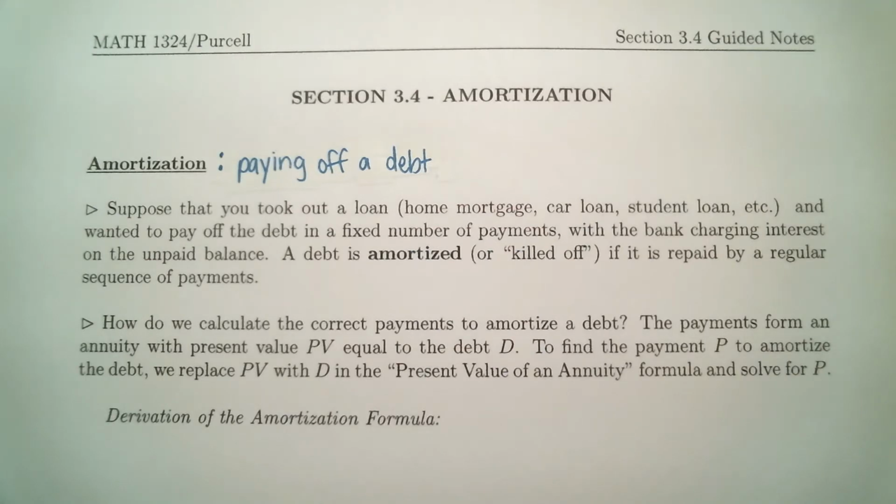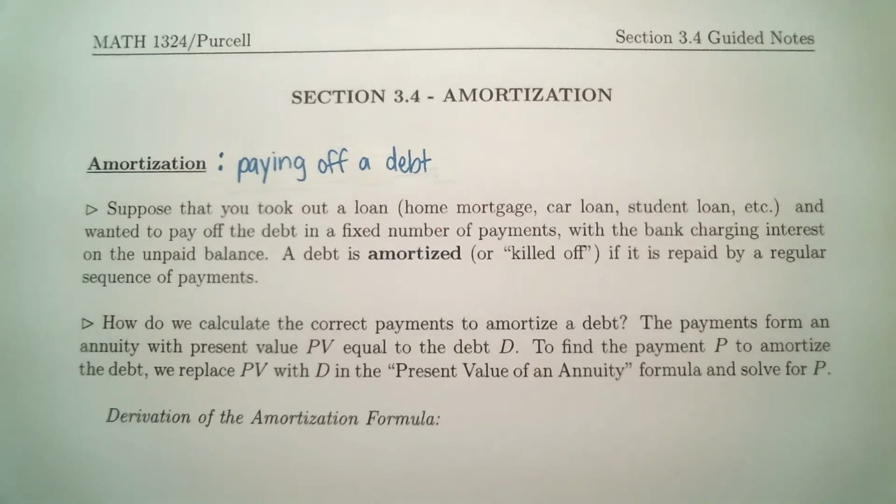So with amortization, it is basically a formula that's going to help you calculate your payment, whether it's a monthly payment, for example. That monthly payment that you make over the life of the loan is going to help you pay off the purchase price of whatever you've bought, plus any interest that has accrued on the unpaid balance.